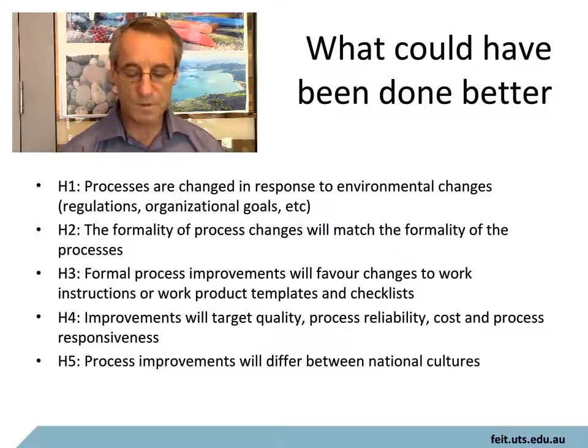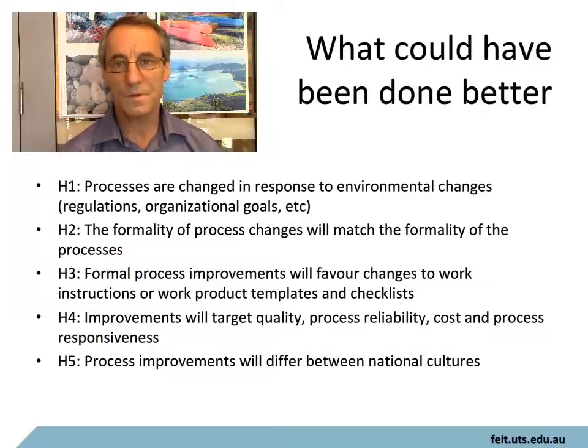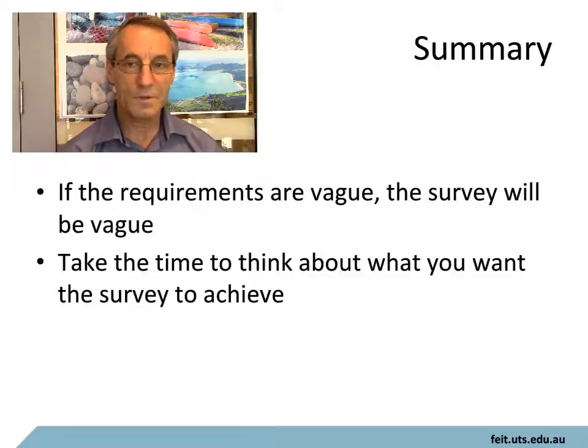A fifth hypothesis, process improvements will differ between national cultures. Now there's always an interesting question about what happens between different national cultures, and I'm sorry to say that in IT so far there has not been a significant difference between national cultures in any of the IT processes. So if you can find one, go for it. Everybody always thinks there ought to be one. When we come down to it, there's not much. So in summary then for this one, if the requirements for the survey are vague, the survey itself will be vague. So take the time to think about what you want the survey to achieve.